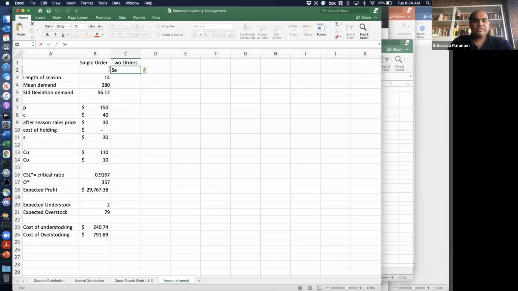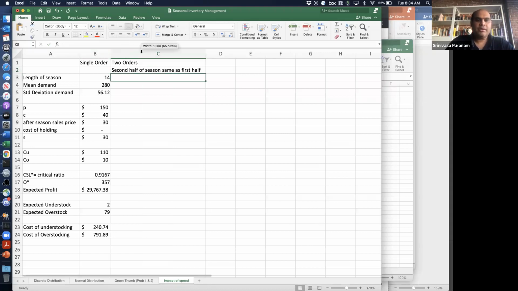So here I'm going to say second half of season, same as first half. So that's the scenario that we're looking at. Second half of the season is the same as first half. Then what we'll do is we'll look at a scenario where the second half of the season is different from the first half of the season, right?